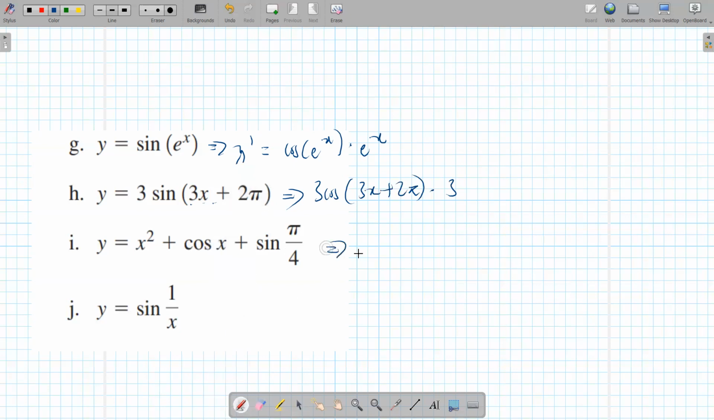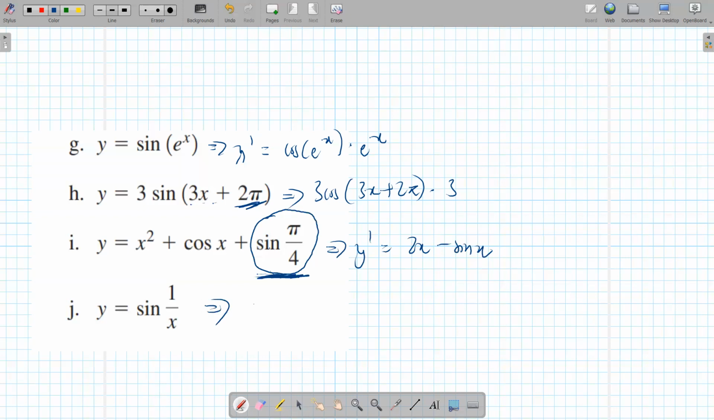Okay, the next one, x squared. Very simple, 2x. What's the derivative of cosine x? Negative sine x. What about sine pi over 4? Use the same idea. Is there any variables here? Is there any x's? No. So this is just a constant. This is sine of some angle. Sine of 45 is going to be 1 over root 2. That's just a constant. The derivative of that would be 0. Ignore it.